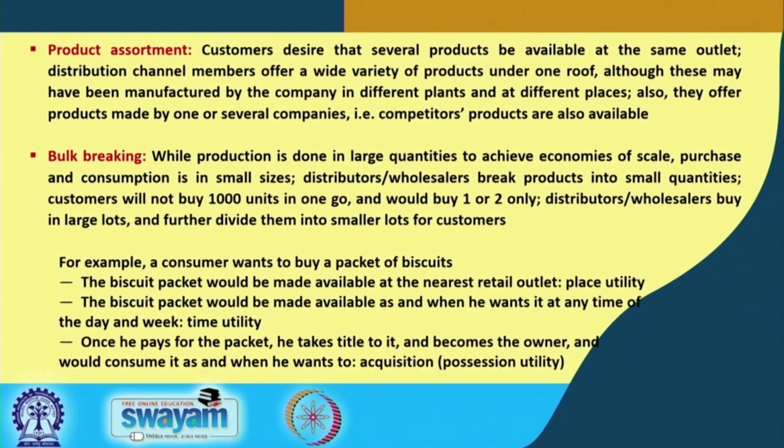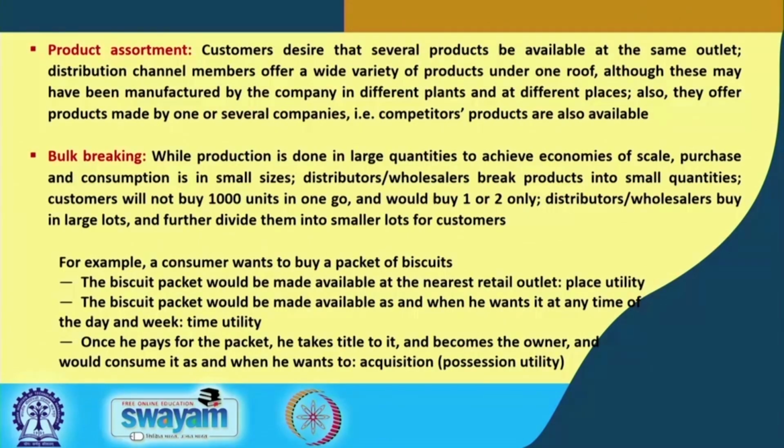The third thing which we talk of is product assortment. Now, customers desire that several products be available to them at the same outlet. For example, if you wish to buy your monthly groceries, you will want all your groceries to be available at the same store. If you want your toiletries to be bought on a monthly basis, again you would want the same shop or the same outlet to sell to you the soaps or shampoos or talcum powders, etc. So customers desire that several products be available to them at the same outlet, and distribution channel members offer a wide variety of products under one roof, although these may have been manufactured by the company in different plants and at different places.